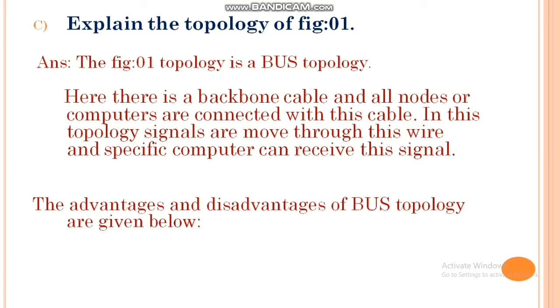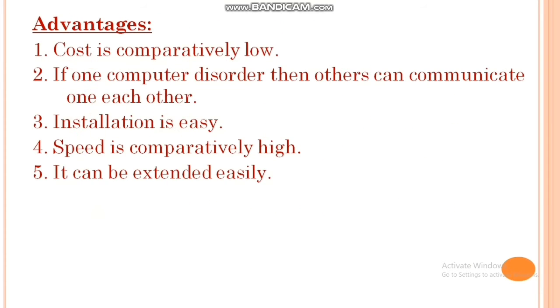Here there is a backbone cable and all nodes or computers are connected with this cable. In this topology, signals move through this wire and the specific computer can receive the signal. The advantages and disadvantages of bus topology are given below. Advantages: number 1, cost is comparatively low as only one backbone cable is used to transfer data or communicate with each other. For this reason, its cost is comparatively low.